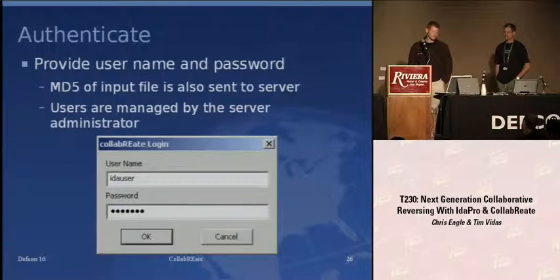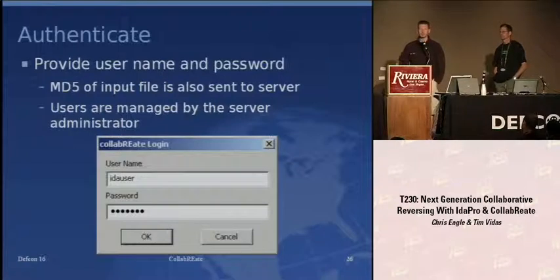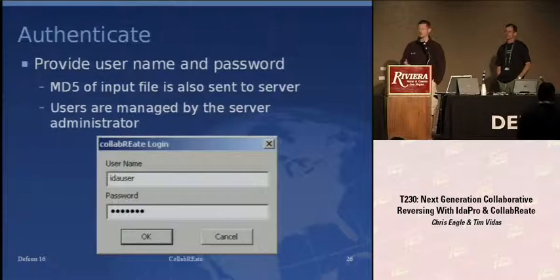IDA creates an MD5 hash of the binary that you've loaded, and that's used as a unique indicator for the project, to make sure that when other people join, they're going to get a list of projects that are only compatible with whatever binary they've loaded in IDA. Right? So that's just a quick safety check: if I've loaded a binary and somebody else wants to collaborate with me, and they load a different binary, they're not going to hammer me with updates that don't make sense for my database.